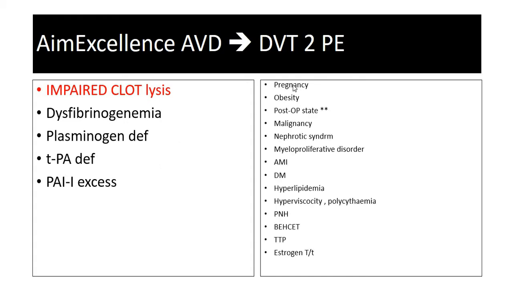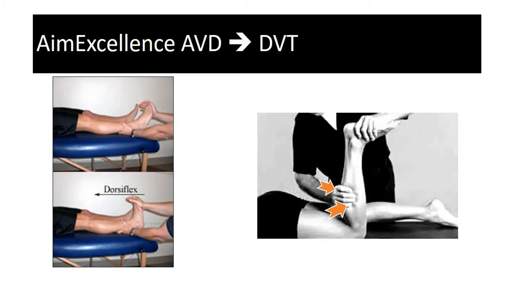And there are a few conditions like pregnancy, obesity, diabetes, post-op state, malignancy, nephrotic syndrome, myeloproliferative disorder, acute myocardial infarction, diabetes mellitus, hyperlipidemia, hyperviscosity, polycythemia, paroxysmal nocturnal hemoglobinuria, and estrogen treatment, all of which lead to formation of deep vein thrombosis by increasing the factors forming the clot, and by impairing the factors involved in clot lysis.